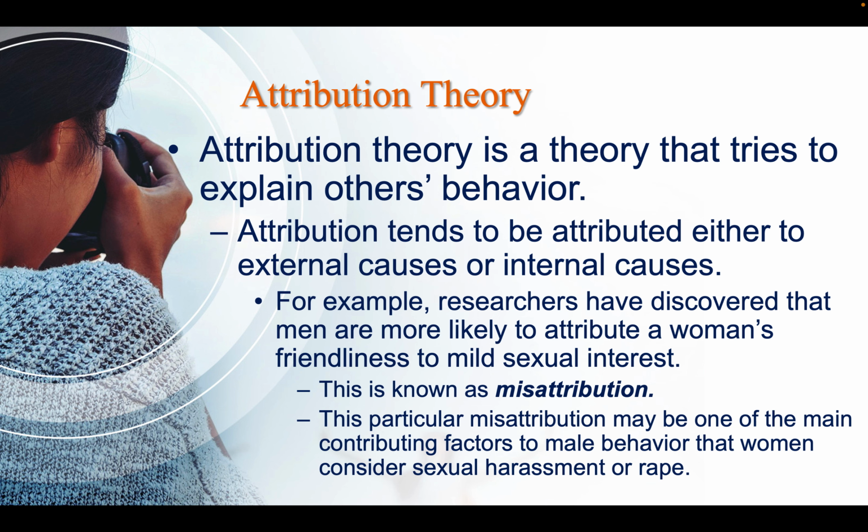Attribution theory is a theory that tries to explain others' behavior. Attribution tends to be attributed either to external causes or internal causes. For example, researchers have discovered that men are more likely to attribute a woman's friendliness to mild sexual interest. This is known as misattribution. This particular misattribution may be one of the main contributing factors to male behavior that women consider sexual harassment or rape.